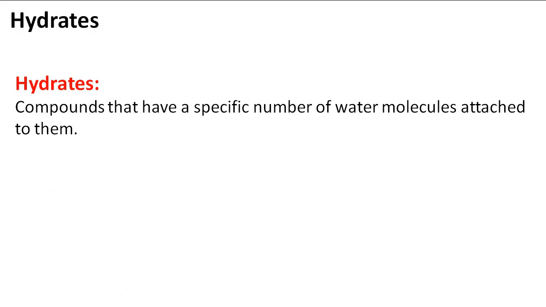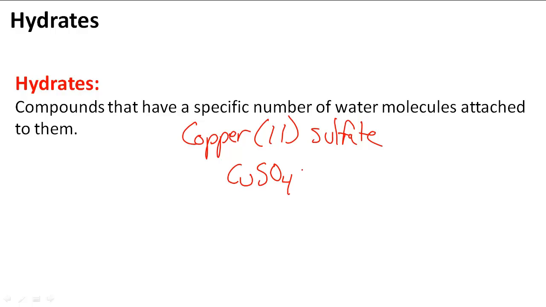Hydrates. Hydrates are compounds that have a specific number of water molecules attached to them. So, for example, when in its normal state, each unit of copper(II) sulfate, that is, copper, Roman numeral 2, sulfate, which means copper has a charge of 2 positive, and sulfate has its usual charge of 2 negative, so it's going to be CuSO4, has 5 molecules of water associated with it, or attached to it.